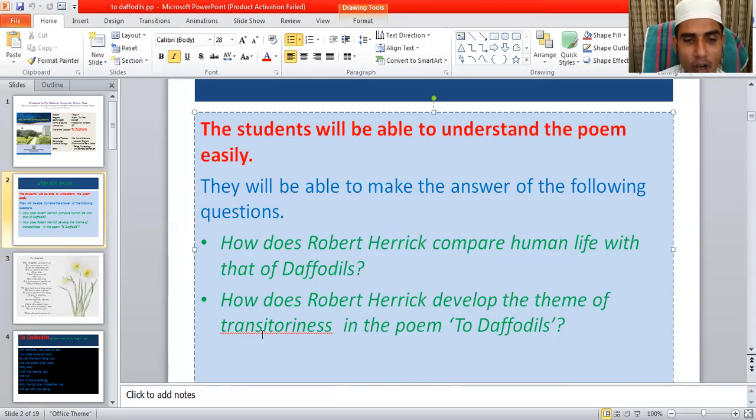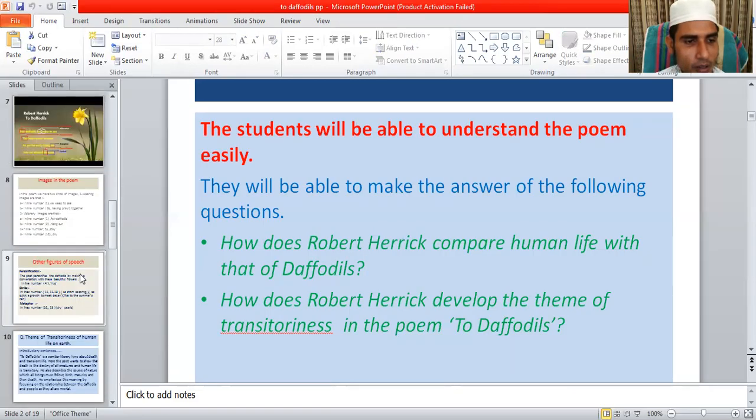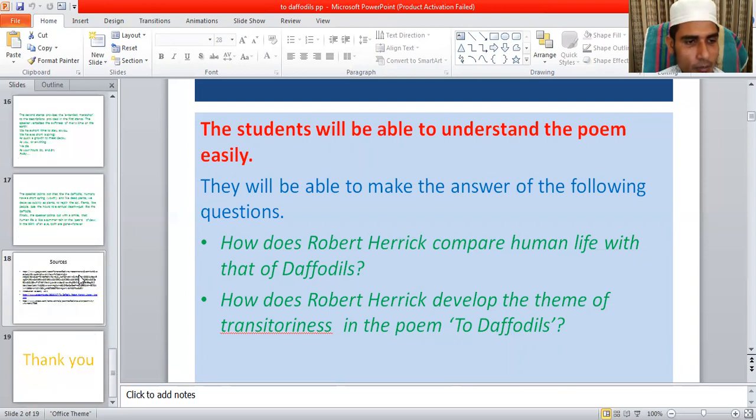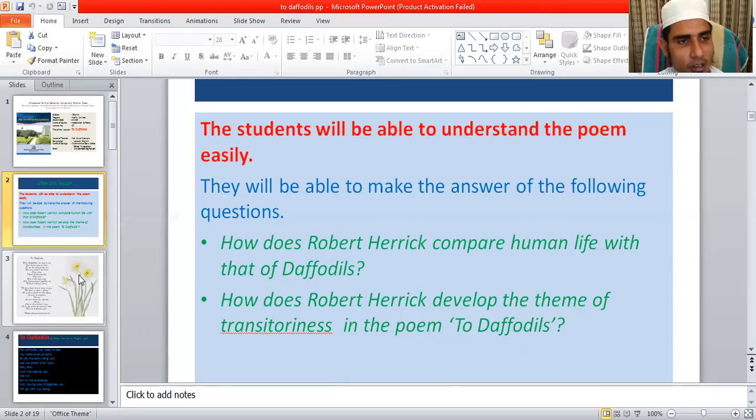The main theme of the poem is transitoriness. And the question is, how does the poet develop the theme of transitoriness in this poem? If you listen to this lecture attentively, you will be able to answer the questions after this lecture. Now let's start the poem. In the last portion of this lecture, you will be given the complete answer. My dear students, I will deliver the answers in the last portion of this lecture.